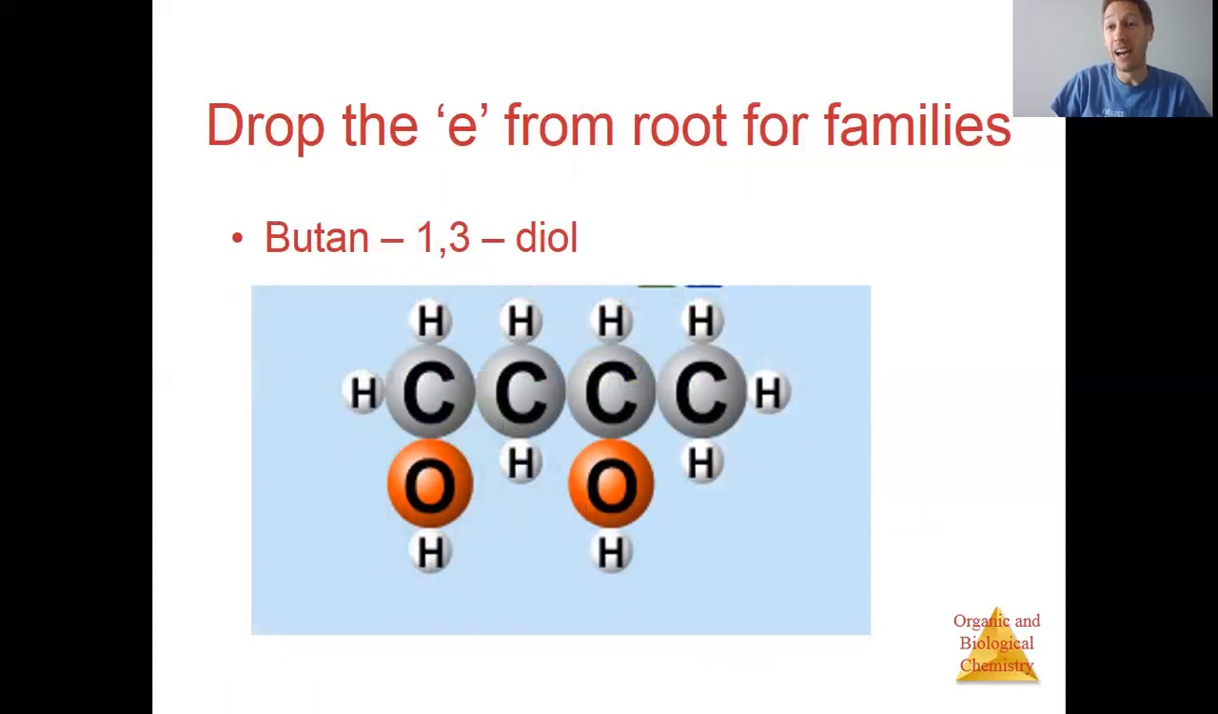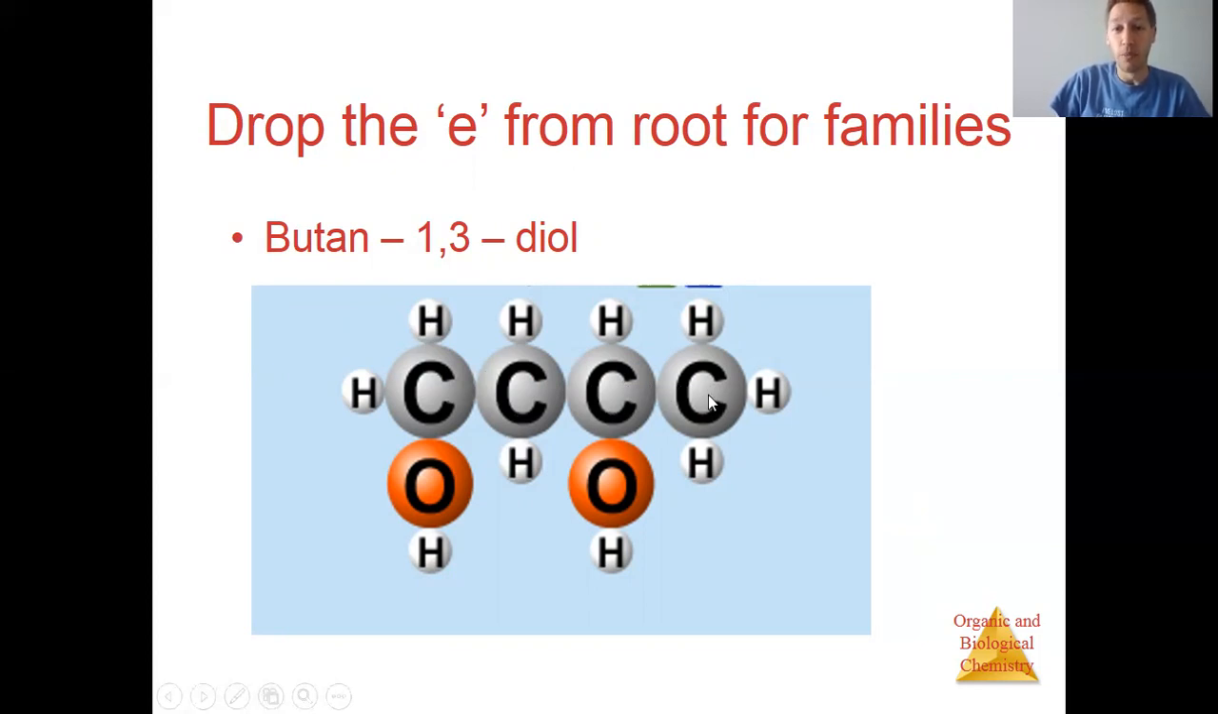You can also have multiple families attached to it as well. And for multiple families, same thing, we just use commas. So here we have 1, 2, 3, 4 carbons. So the root of this is going to be but, because we have 4 carbons long. Between the carbons, they're all single bonds. How do we know? Because of the number of hydrogens and the number of bonds.